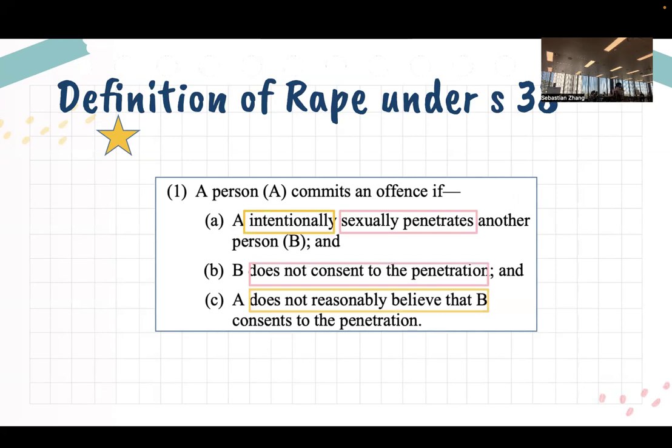So let's look at some of the actus reus. First of all, we have sexually penetrates. That's the actus reus. Look at section 35. Look at B: B does not consent to the penetration, lack of consent. So under your big headings, you'll have sexual penetration and lack of consent. Then you look at the case law, and then you look at mens rea. First of all, there must be intention. The question is, is it intention to sexually penetrate or intention to rape?